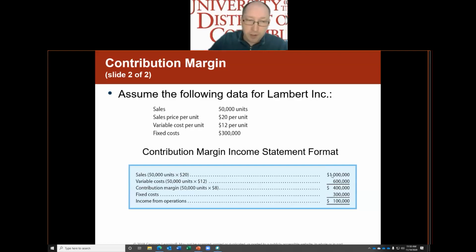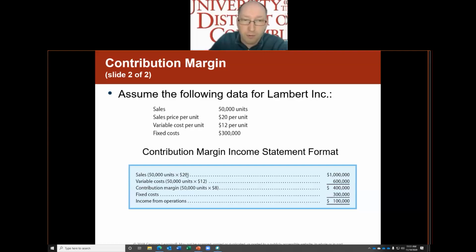So $1 million in sales minus variable costs of $600,000 gives us a contribution margin of $400,000. Minus our fixed cost of $300,000 gives us a net income from operations of $100,000. Everyone sees how we got there? Yes? So remember, contribution margin is the number of units sold times the net.